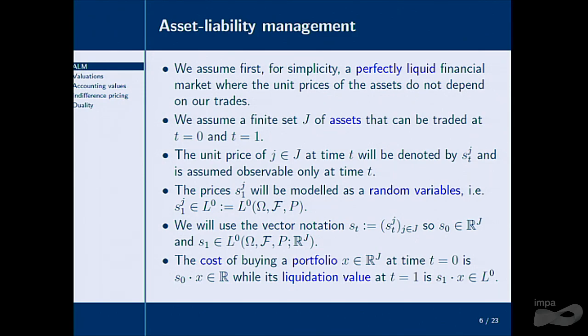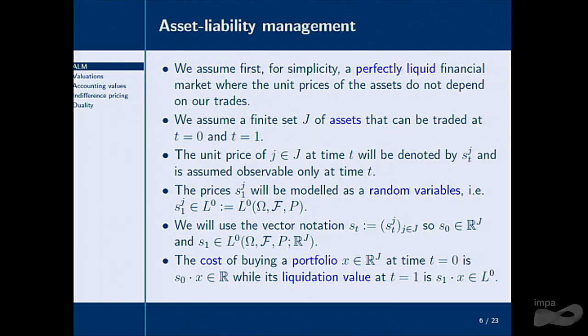So in this perfectly liquid model, if you buy a portfolio X at time 0, the cost of doing that is simply the dot product. You multiply the numbers of units X by the price vector. So X indeed is a vector of units of assets that you buy. Then you hold it until time 1 and you sell it off, and that's the liquidation value, S1 dot X. S1 is a random vector, so it makes your liquidation value a random variable. X is a deterministic vector you choose at time 0.